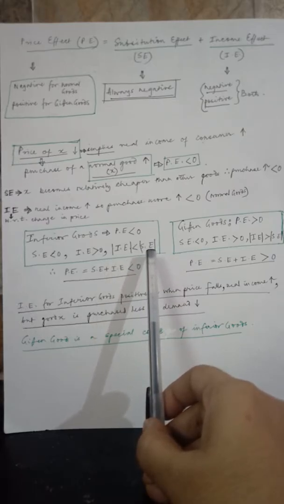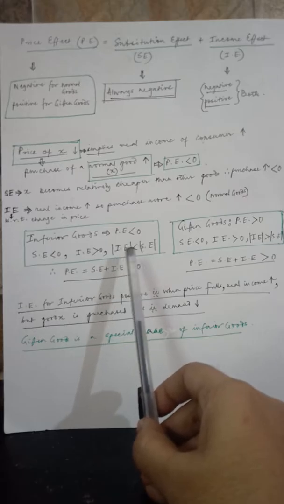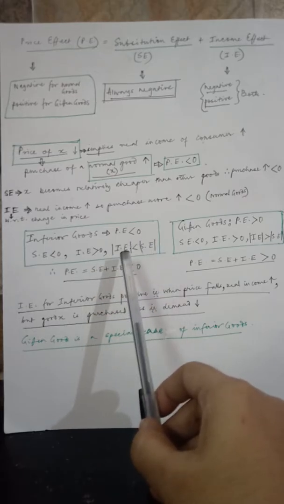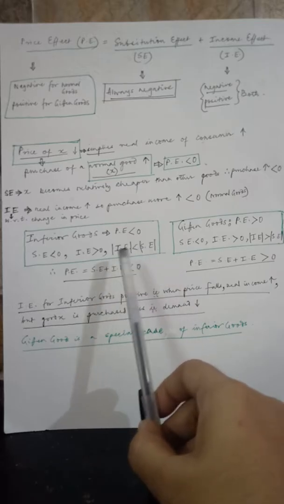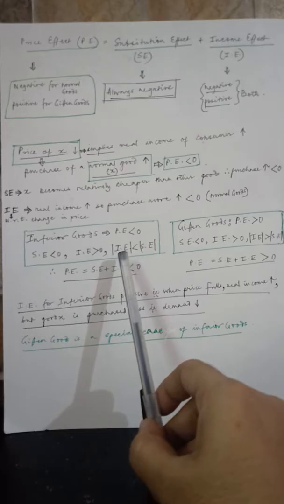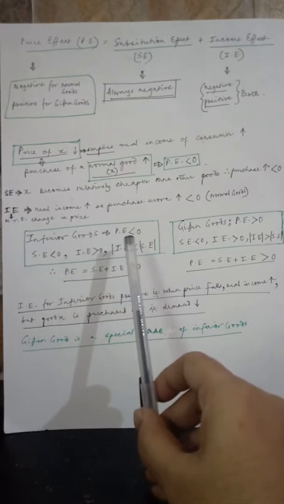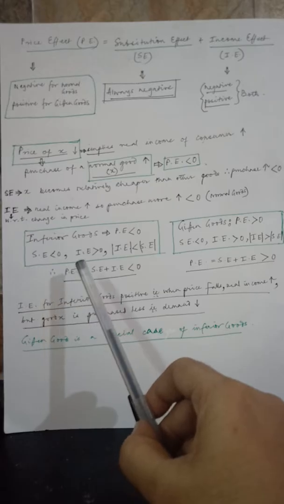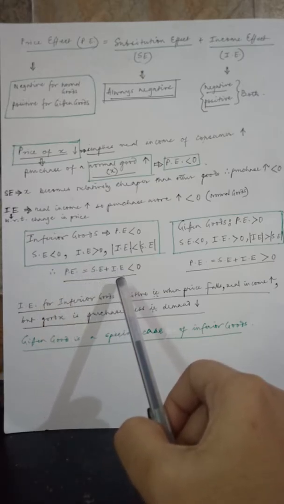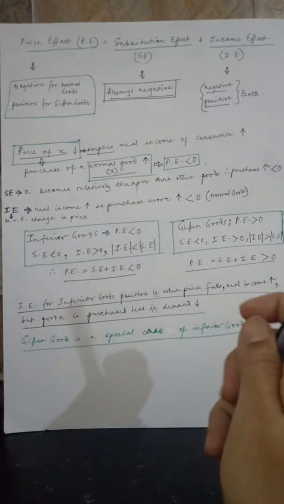Negative substitution effect is more than the income effect, if we take the modulus. So the negativity is there more than the positive effect. So the negative substitution effect offsets the positive income effect, and actually the price effect is negative for inferior goods. So price effect is substitution effect plus income effect, which is negative for inferior goods.